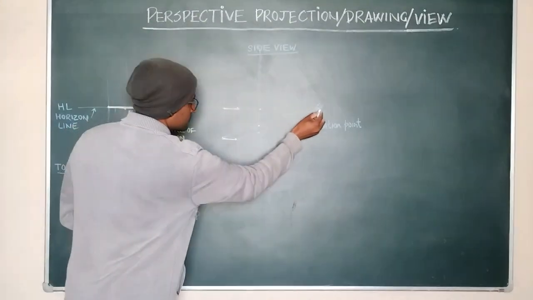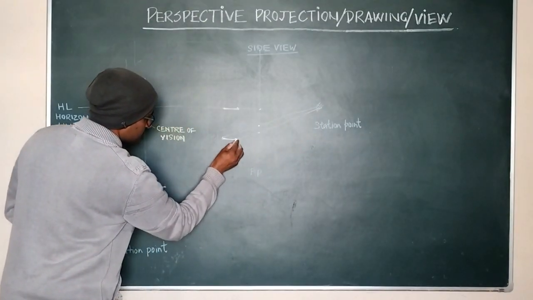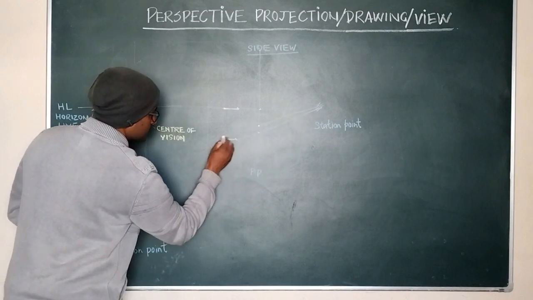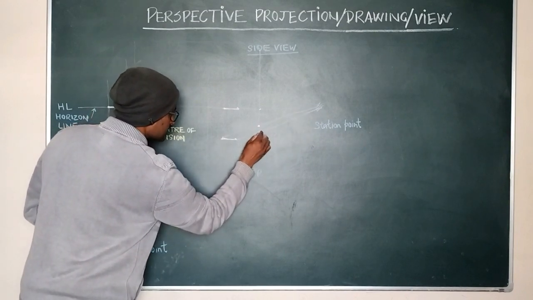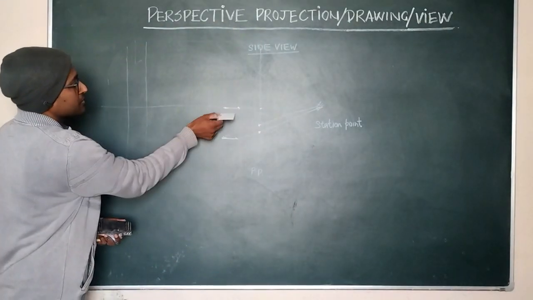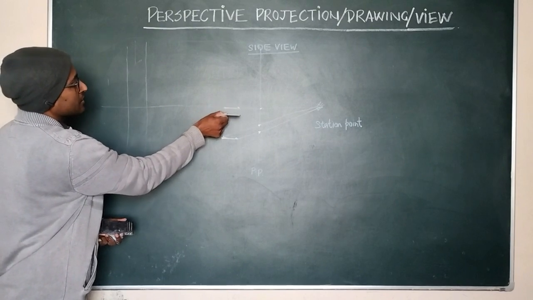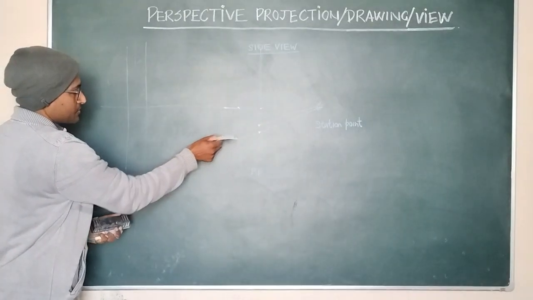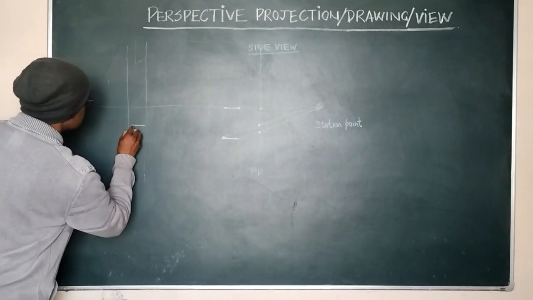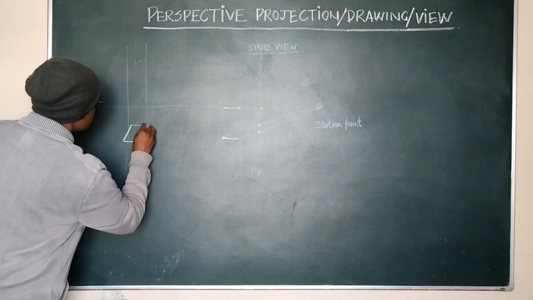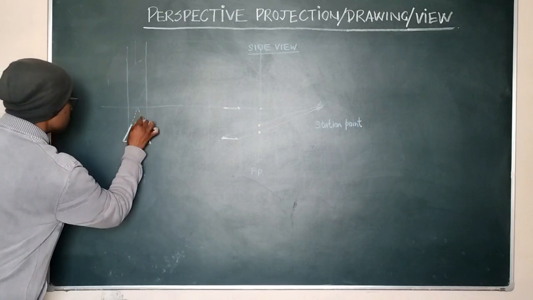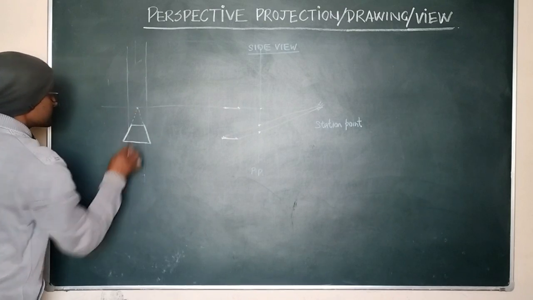So if I draw the ray from this station point to here and from the station point to here, it cuts the picture plane at here and here. So in the third case, I am putting my object not at the eye level, somewhere here. If you see carefully, we are getting the image something like this, and these lines are merging at the center of vision.